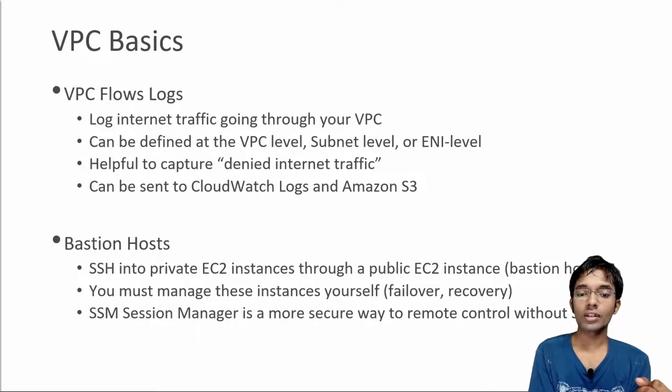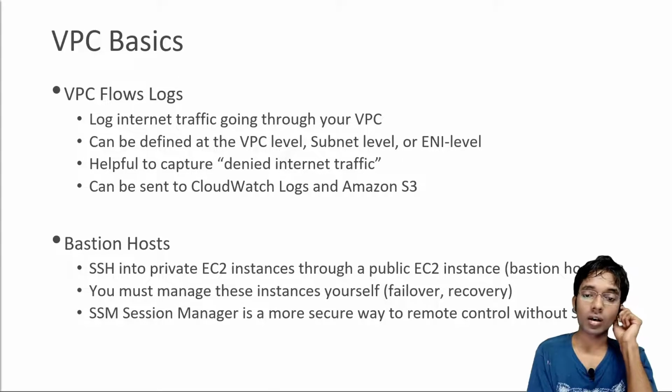Next we have the Bastion host, and it allows you to SSH into private EC2 instances by using a Bastion host, which is a public EC2 instance in the public subnet. So it's a 2-hop SSH, and in case you are using a Bastion host, you must manage the instances yourself. There's no managed Bastion host by AWS. That means you need to manage the failover, the recovery, and the security of this Bastion host.